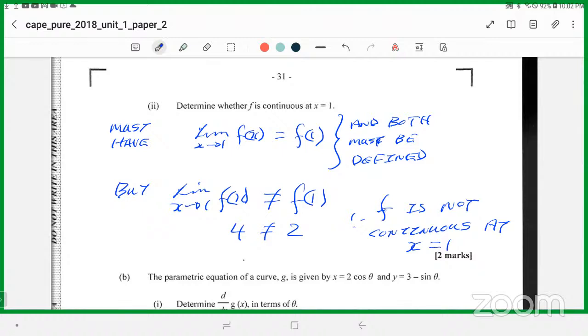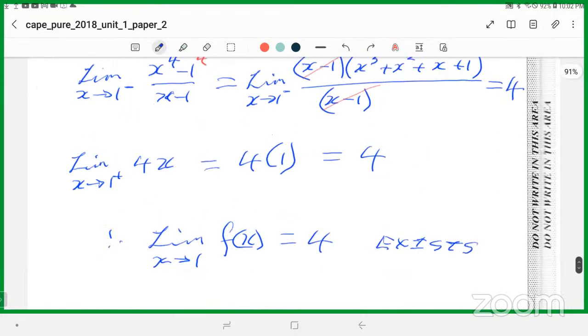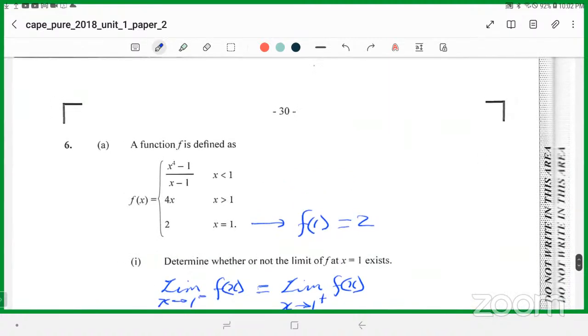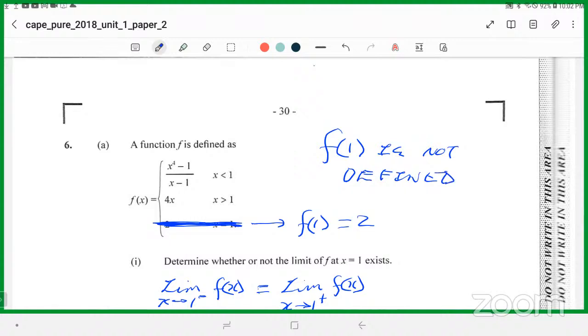All right, let me show you another thing, where they say f must be defined. For example, if the question gave you the same function but did not give you this, and all it gave you was where x is less than 1 and where x is greater than 1, I don't know what f of 1 is. Then f of 1 is not defined. It's not given. Therefore, you could not say that this function is continuous at x equals 1, because f of 1 is not defined.